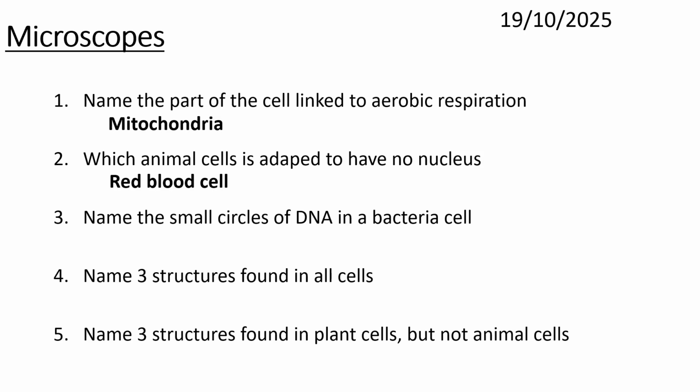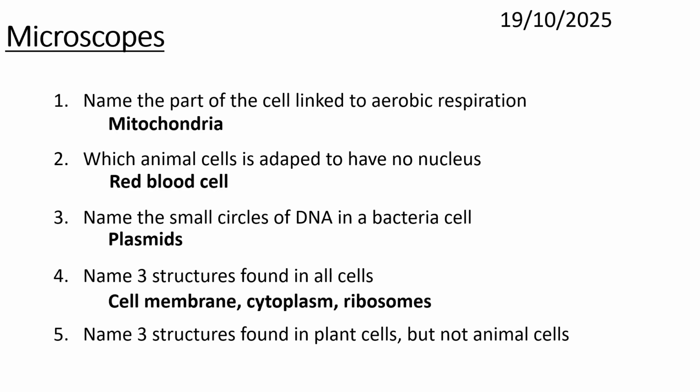The small circles of DNA in a bacteria cell are called plasmids. Three structures found in all cells: all cells have a cell membrane, cytoplasm and ribosomes. And the 3 structures found in plant cells but not animal cells are the cell wall, the chloroplast and the permanent vacuole.